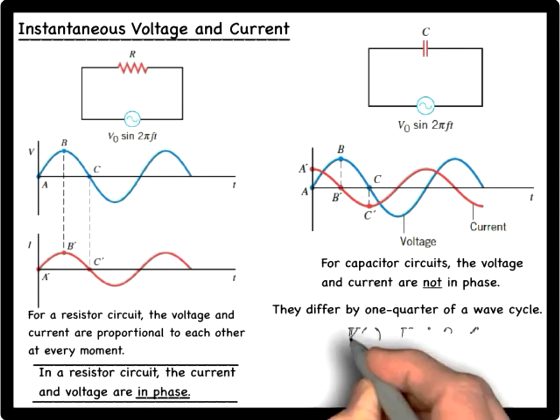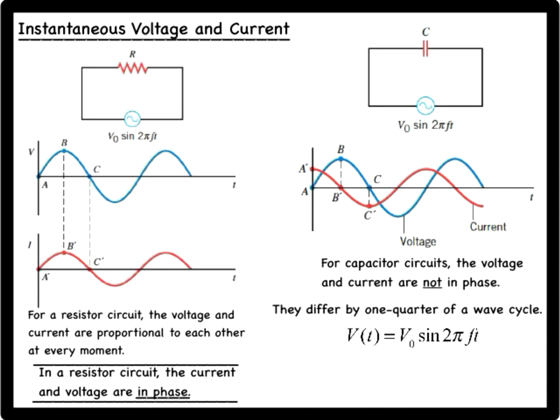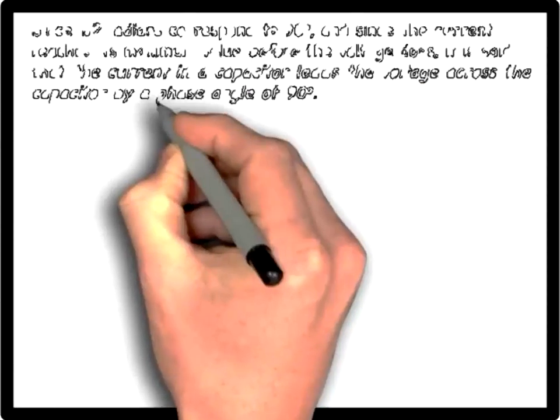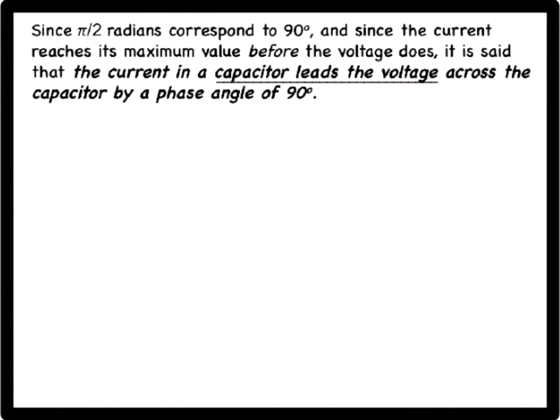More specifically, assuming that the voltage fluctuates as V0 sine 2πft, the current varies as I0 sine (2πft plus π/2), which is equivalent to I0 cosine 2πft. Since π/2 radians correspond to 90 degrees, and since the current reaches its maximum value before the voltage does, it is said that the current in a capacitor leads the voltage across the capacitor by a phase angle of 90 degrees.